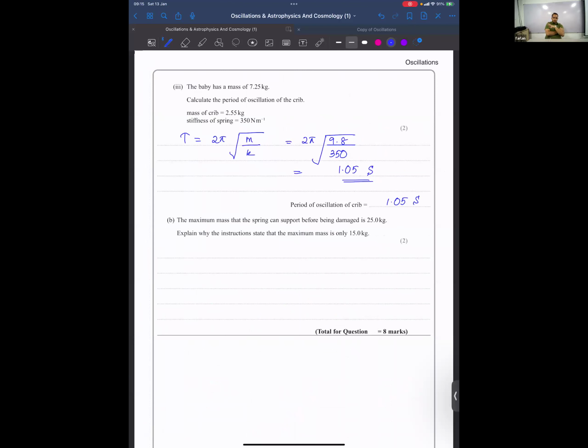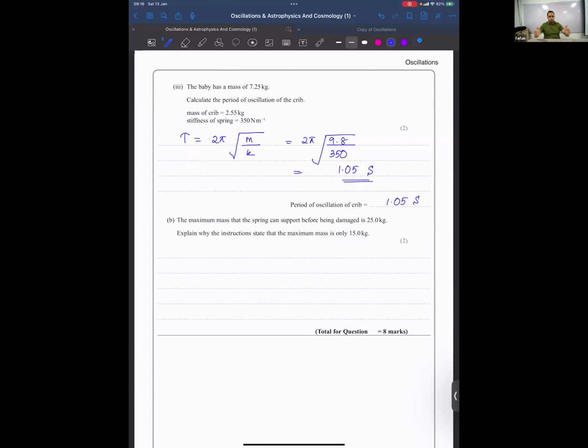Now, guys, the maximum mass that the spring can support before being damaged is 25 kilograms. From the 25 kilograms, if you reduce the mass of the crib, 2.55 kilograms, about 22.45 kilograms is remaining, so that we can put into this crib. So a baby of 22.4 kilograms, we can put into this mathematically. Correct? But whoever made this is telling only 15 kilograms can be put. Why?